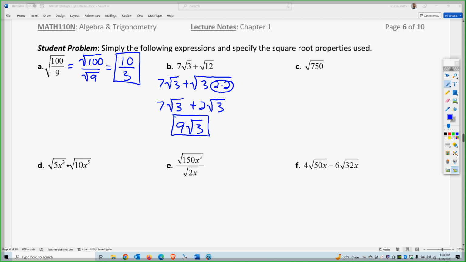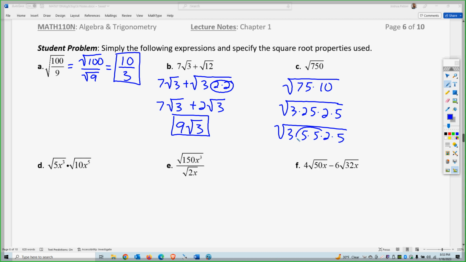All right, so 750 is 75 times 10. 75 is 3 times 25. And 10 is 2 times 5. And then 25 is 5 and 5. So all I have here is a pair of 5s, which is 25. We know the square root of 25 is 5. So this is 5 root 3 times 2 times 5, because that's all that's left over inside, right? So this is 5 root 30, right?